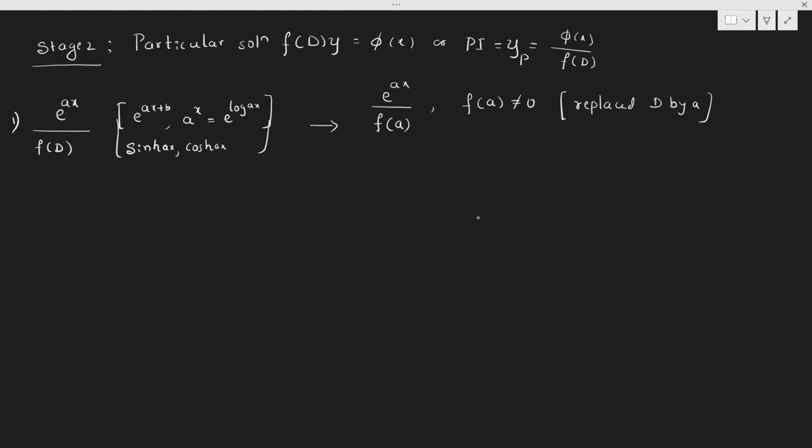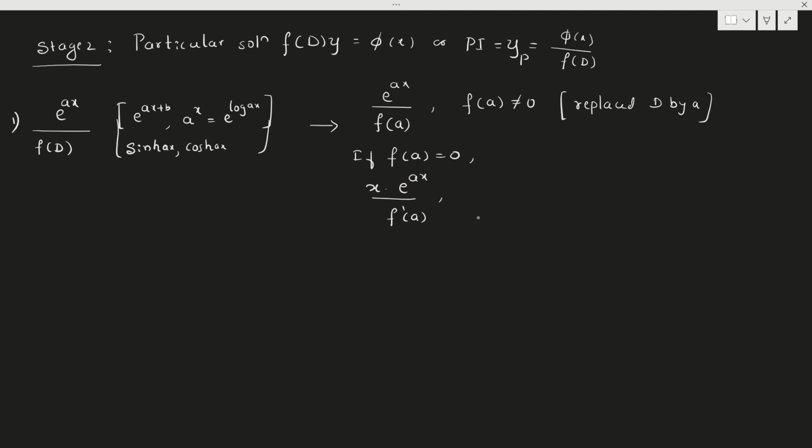Suppose f(a) equal to 0, we have to continue. If f(a) becomes 0, then the formula is x into e raised to ax, and we have to differentiate the denominator, that is f dash of a.